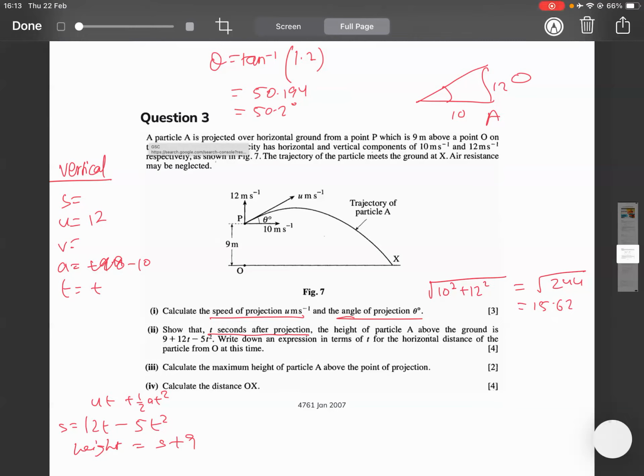Work out the maximum, write down an expression for the horizontal. Just do the same thing. Just do S equals UT now. So S equals 10T. That's literally it. Okay.